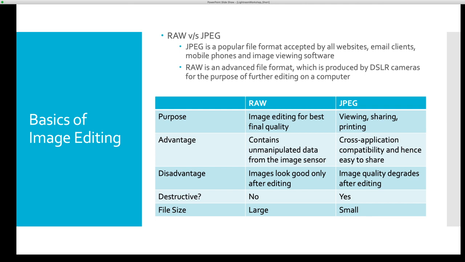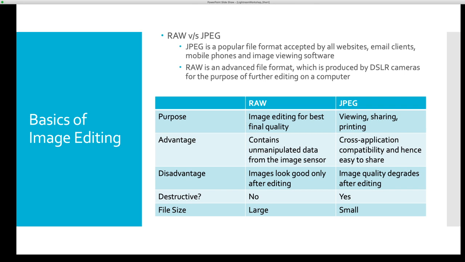Coming to the file size, because RAW files contain all the data that your sensor has captured, RAW files are generally much larger than JPEG files. Typically, the size of a RAW file is the same as the megapixel of your camera. So if you have a 21 megapixel camera, your RAW file will be approximately 21 to 25 megabytes. Whereas a JPEG file is much smaller, and you can also change the resolution of a JPEG file.